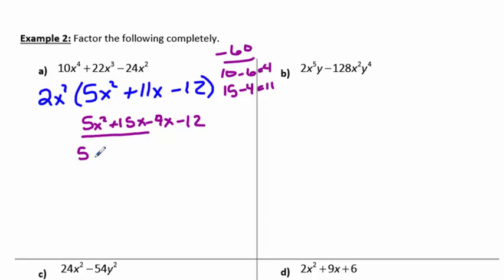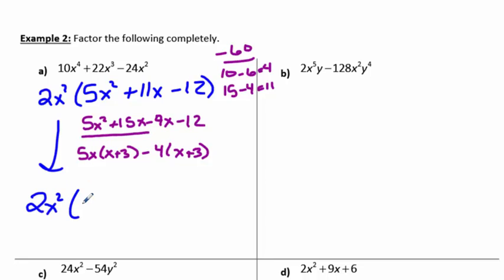The first group can have a 5 and an x taken out. That'll leave you with x plus 3. The second group can have a negative 4 taken out, and that will leave you with x plus 3. So my final answer is going to have the 2x squared that we took out at the beginning times the x plus 3 that's in common times the 5x minus 4.